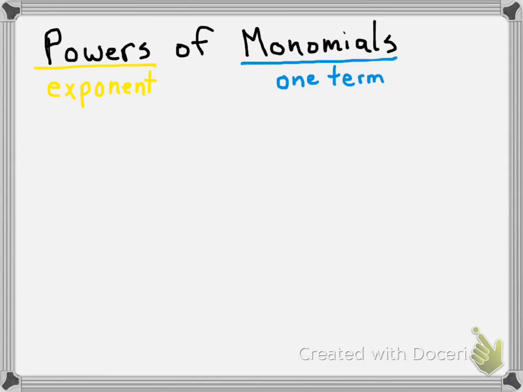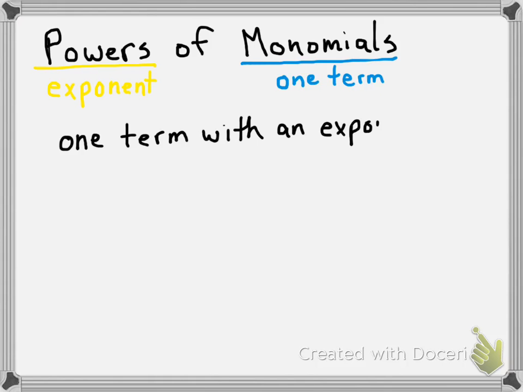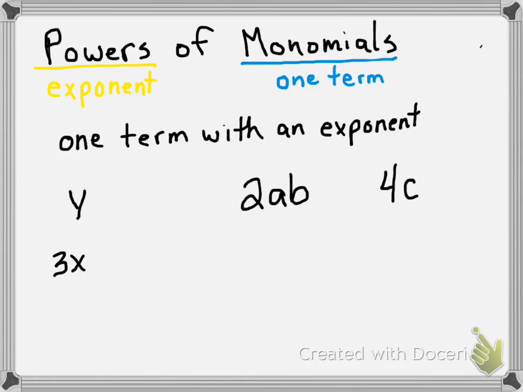Okay, so doing powers of monomials with one term. And of course, powers just means exponent. So basically what this means is that we're going to be doing one term with an exponent on it. Okay, now these are all examples of a monomial. You have y is a monomial, one term. Okay, 3x is a monomial because it's 3 times x.